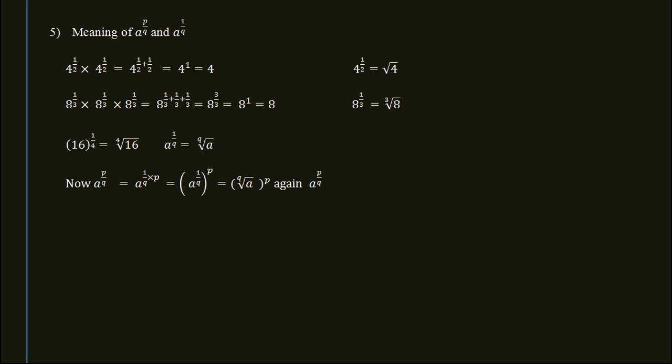Once again, a to the power p over q is equal to a to the power p times 1 over q, which is equal to, from the third law of indices, the one that deals with multiplication of powers, a to the power p, the whole expression to the power 1 over q, and this will simplify to the qth root of a to the power p. And notice that the power p can be inside the root sign or outside the root sign.